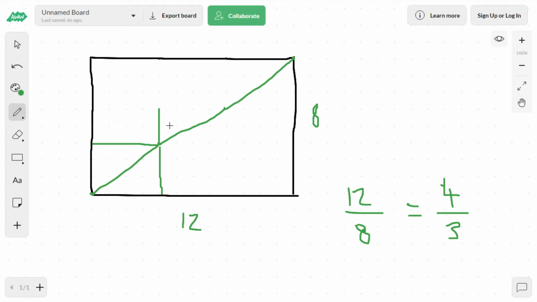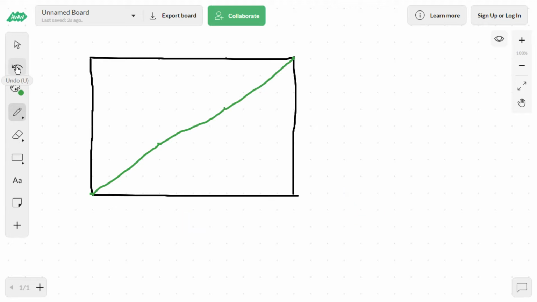Wait, I must have done something wrong here. Is this not actually 8 or something? Wait, what did I do wrong? Oh boy. Oh, yeah, sorry. I totally messed it up, actually. Yeah, all of that. Whoops. Wait, hold on a sec. Shouldn't it be 4 by 3? No, it shouldn't. That would be 12 and 9. Oh, well, maybe we should just make it 12 and 9. Should we? No. We'll make it 12 and 8.